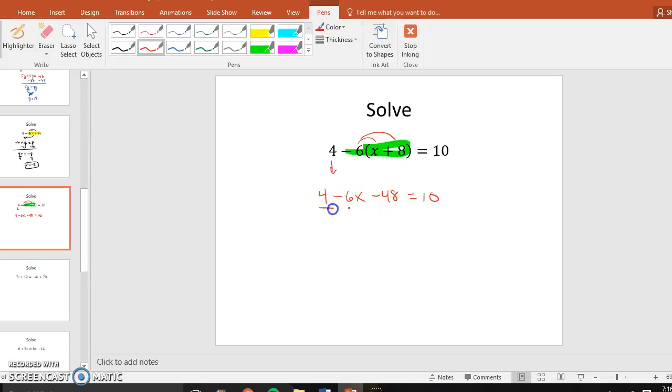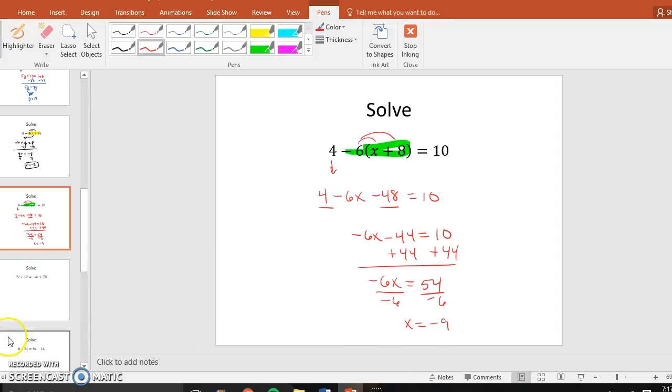Now, this side, I'm going to go ahead and combine these like terms. So I get negative 6x, 4 minus 48 is minus 44, equals 10. And now it's an easy equation to solve. Add the 44. Negative 6x equals 54. Divide by negative 6. X equals negative 9.